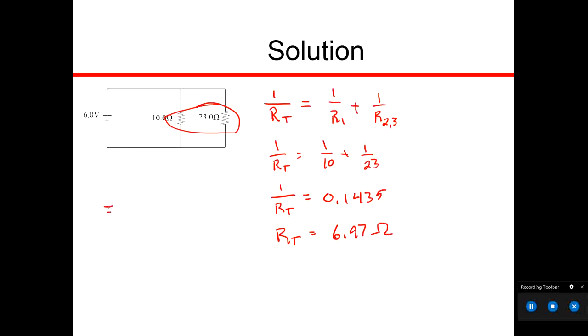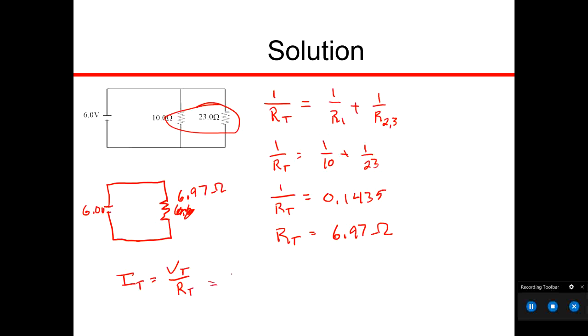So now we have our equivalent circuit, right, with our voltage of 6.0 volts and our total resistance of 6.97 ohms. Now that we have our total for both, we can calculate our total current. It's equal to VT over RT, or 6 over 6.97, giving us a total current of 0.86 amps.